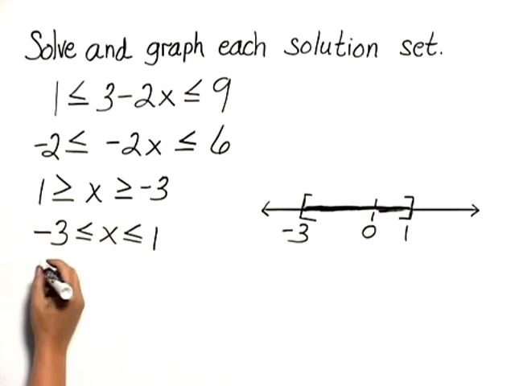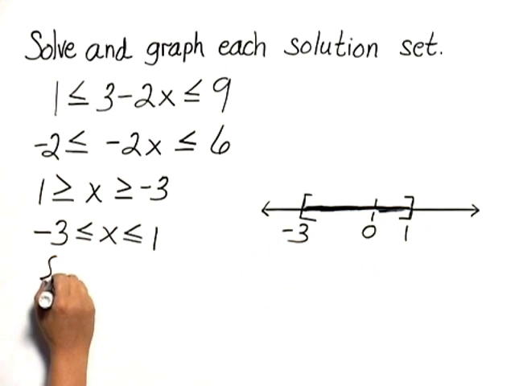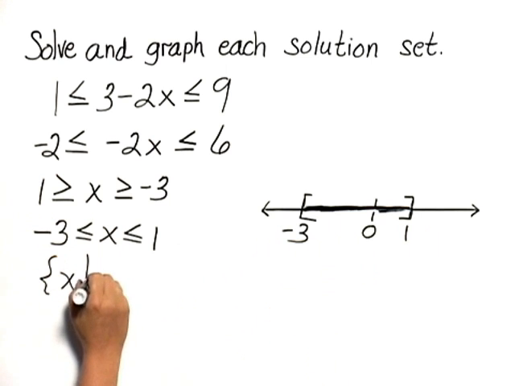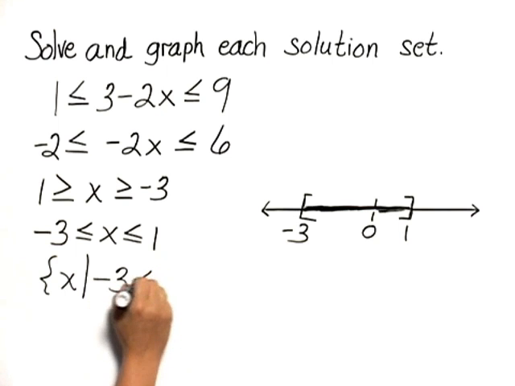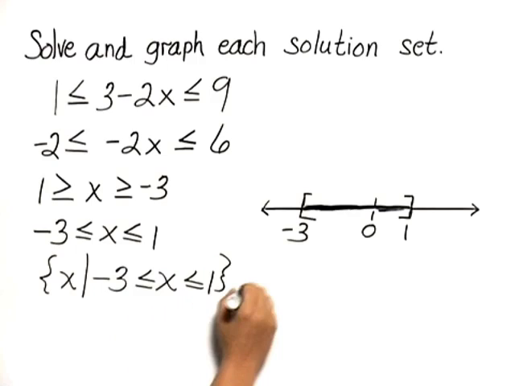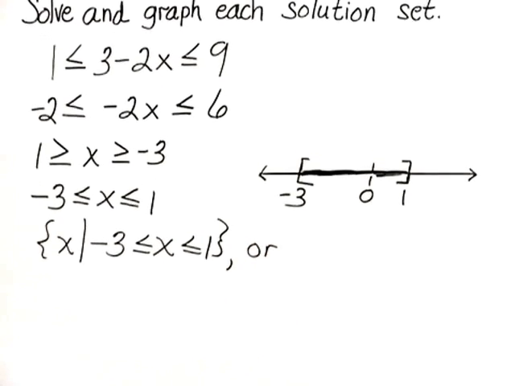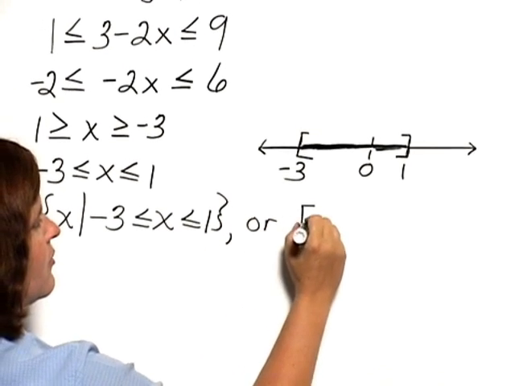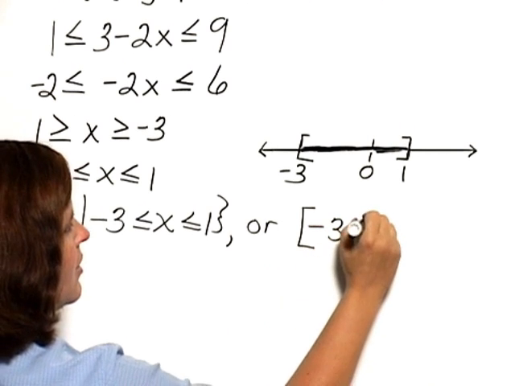The solution set can then be written in set builder notation as the set of all x such that negative 3 is less than or equal to x, and x is less than or equal to 1. Or, using interval notation, the interval from negative 3 to 1.